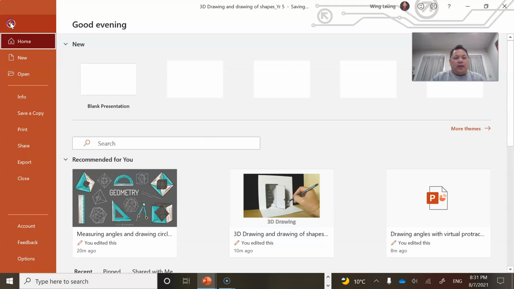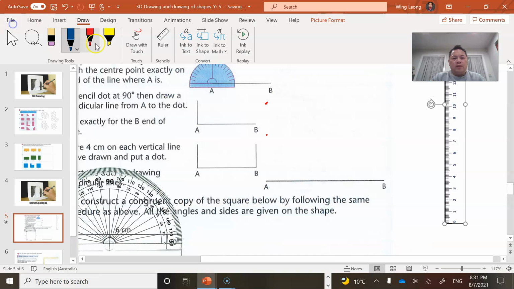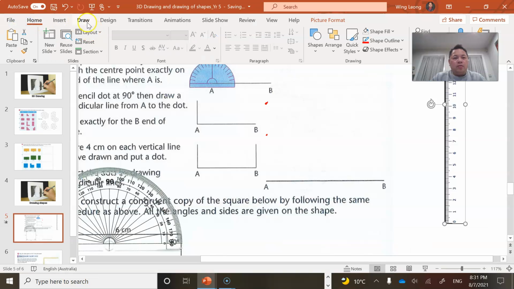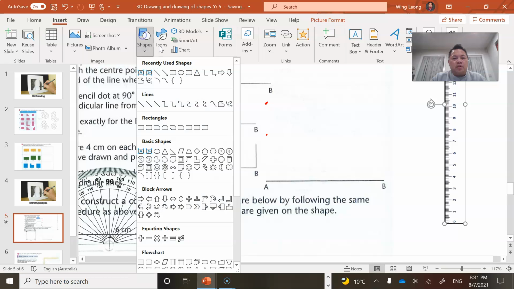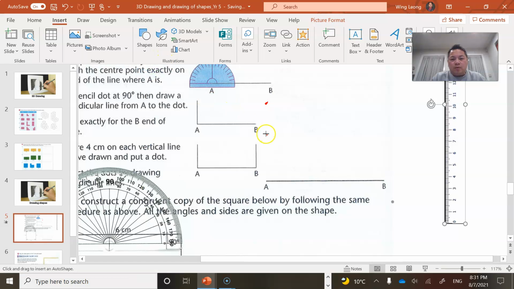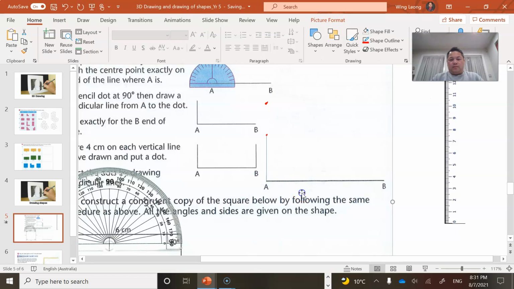So how to draw that line, which is 4 cm? I'm going to insert, shape, drawing. So because it starts from here, I need to draw a straight line to the corner point there. That's 4 cm.